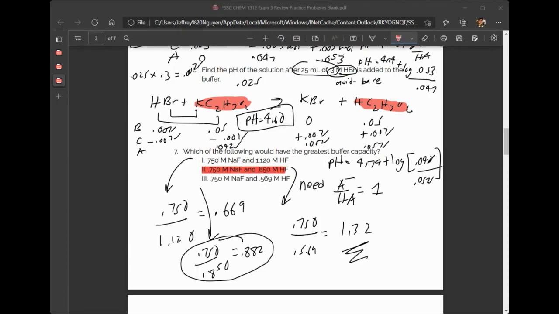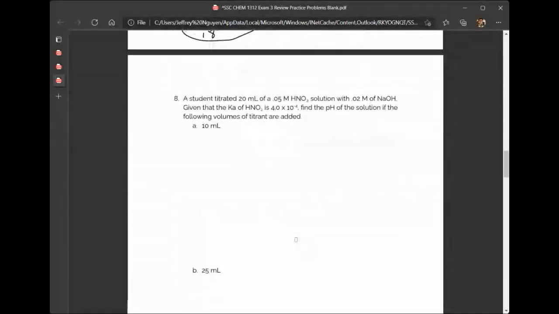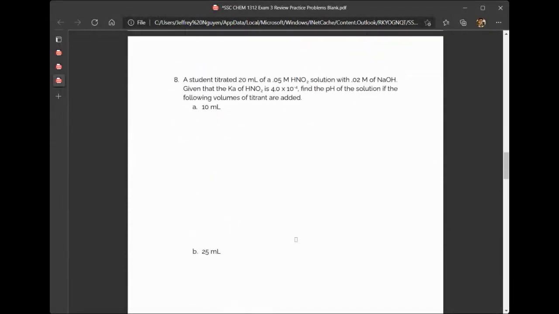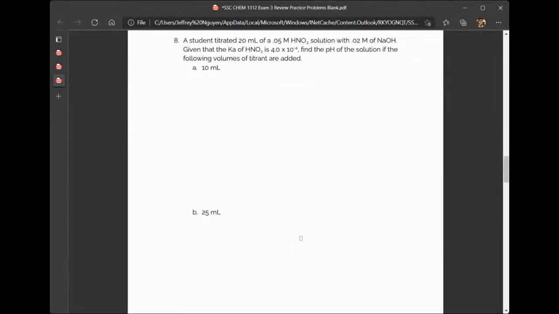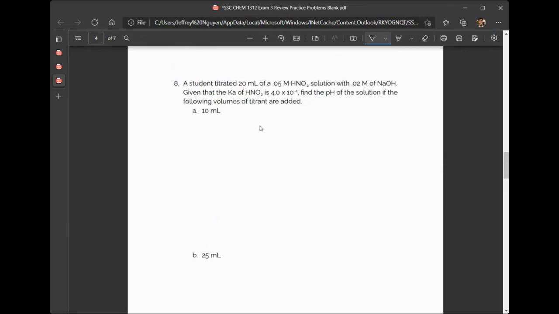Does anyone have any questions on this one? Okay. If not, then we can go ahead and get started. This is an acid-base titration problem. These can get complicated, so if you have any questions, I really recommend asking them, because it's really hard to find your way back if you get lost.